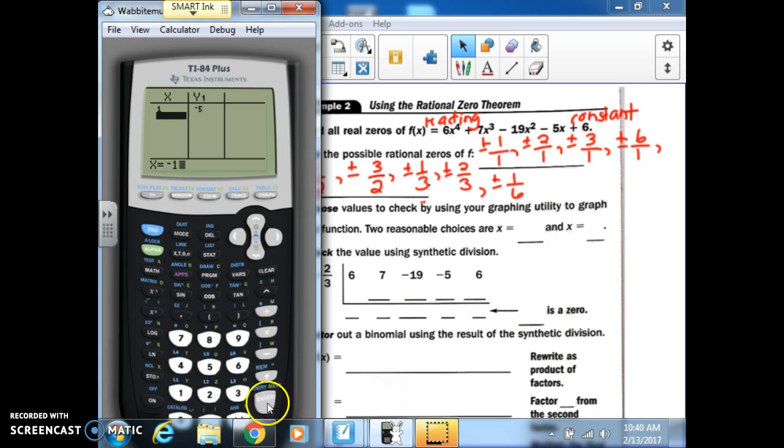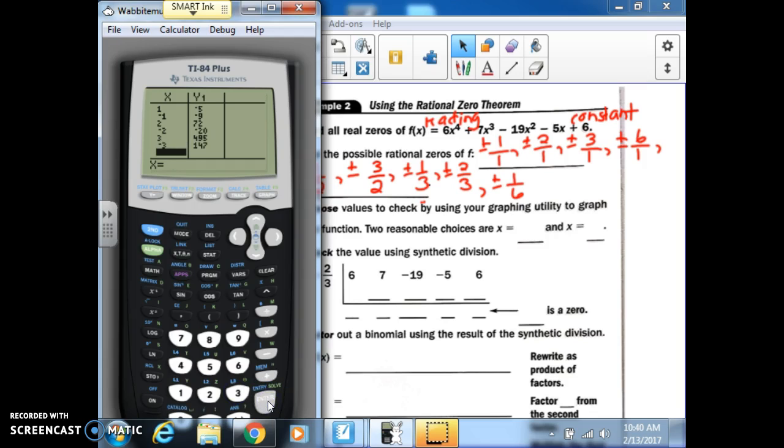-1. Okay, still nothing. Then 2. Okay. Then we're going to do -2. Then 3. Then we're going to do -3. And you would just go on like this, so on and so on until you found zeros.